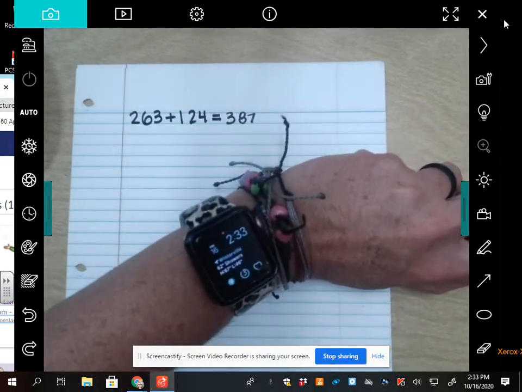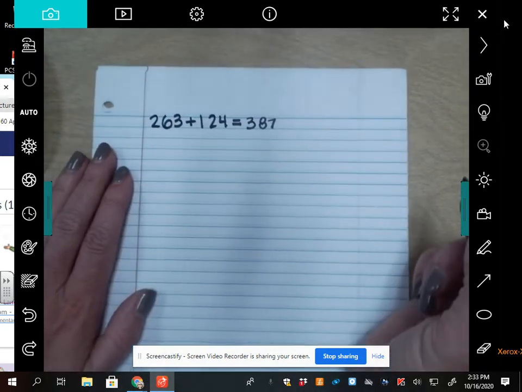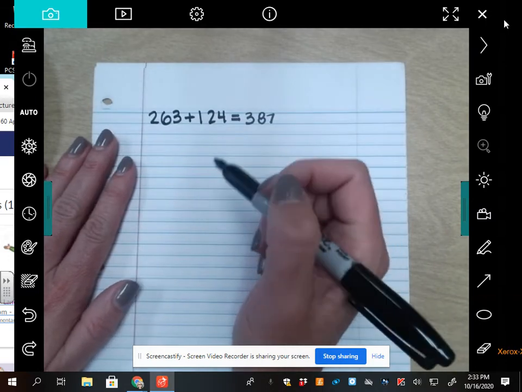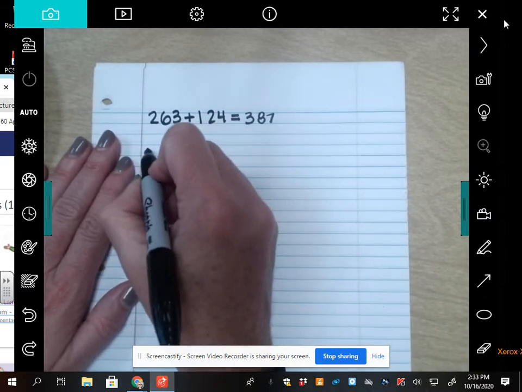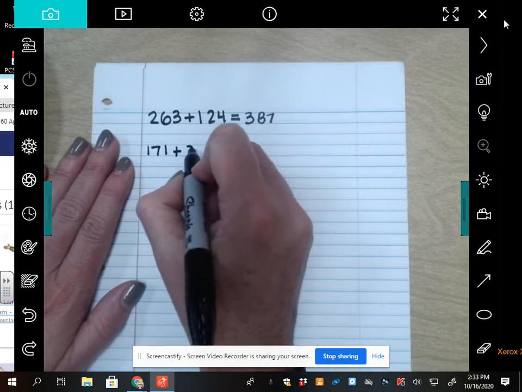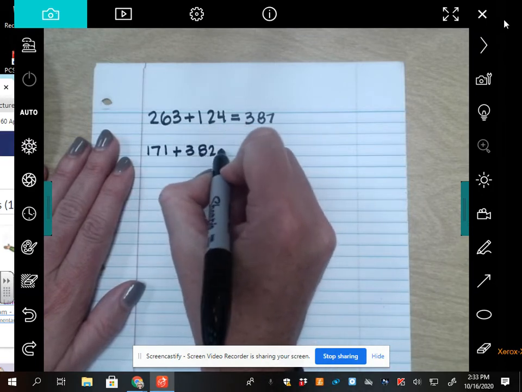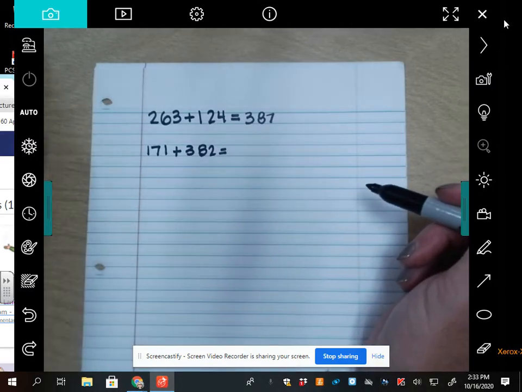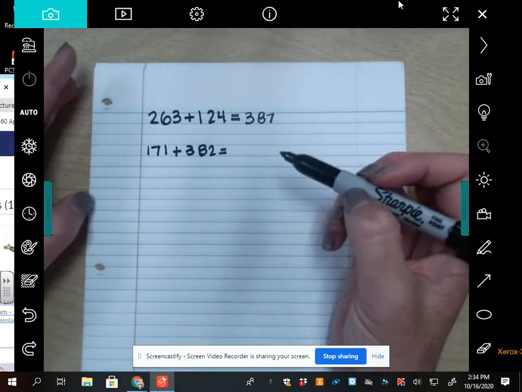Now, I am aware that you probably don't have these blocks at home. So let me show you what to do if you don't have these blocks at home. Let's write another equation. Let's do 171 plus 382. Now, if I don't have my base 10 blocks to play with and manipulate, I can simply draw them.